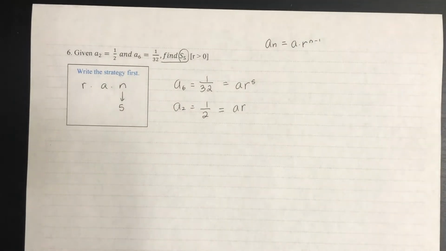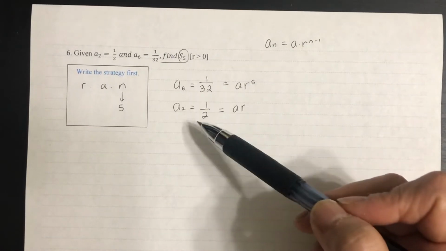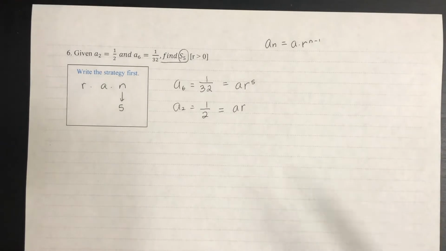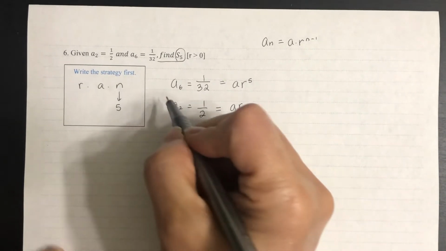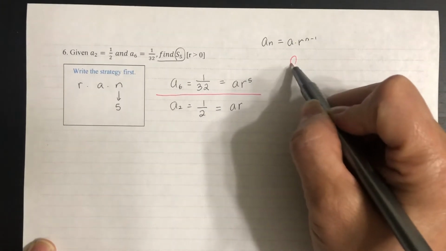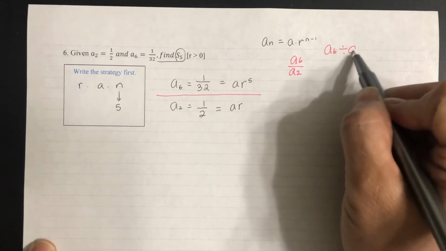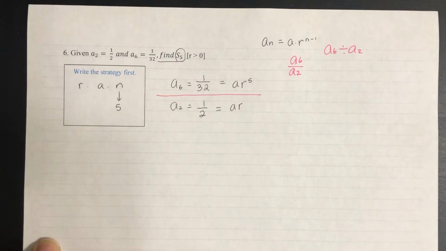Now, in arithmetic series, what we did was we subtract them, right? We subtract and we get rid of whatever is the same, and then we find d and a, things like that, right? But since this is geometric, we cannot subtract, but we can divide. Okay, we can divide. So we're going to divide a sub 6 over a sub 2.